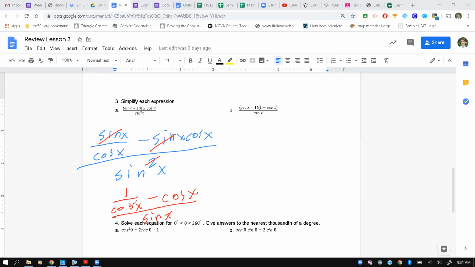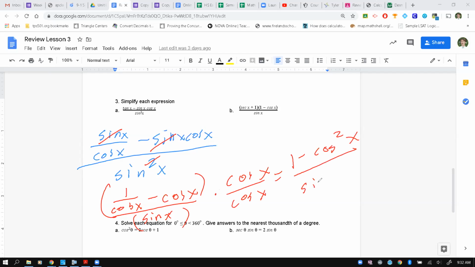over cosine. We could deal with that by getting rid of this fraction within a fraction by multiplying by cosine. I don't know if that's necessarily what I would do next, but I guess we'll see what happens if I multiply this by cosine over cosine. What we would get on the top is 1 minus cosine squared over sine cosine.